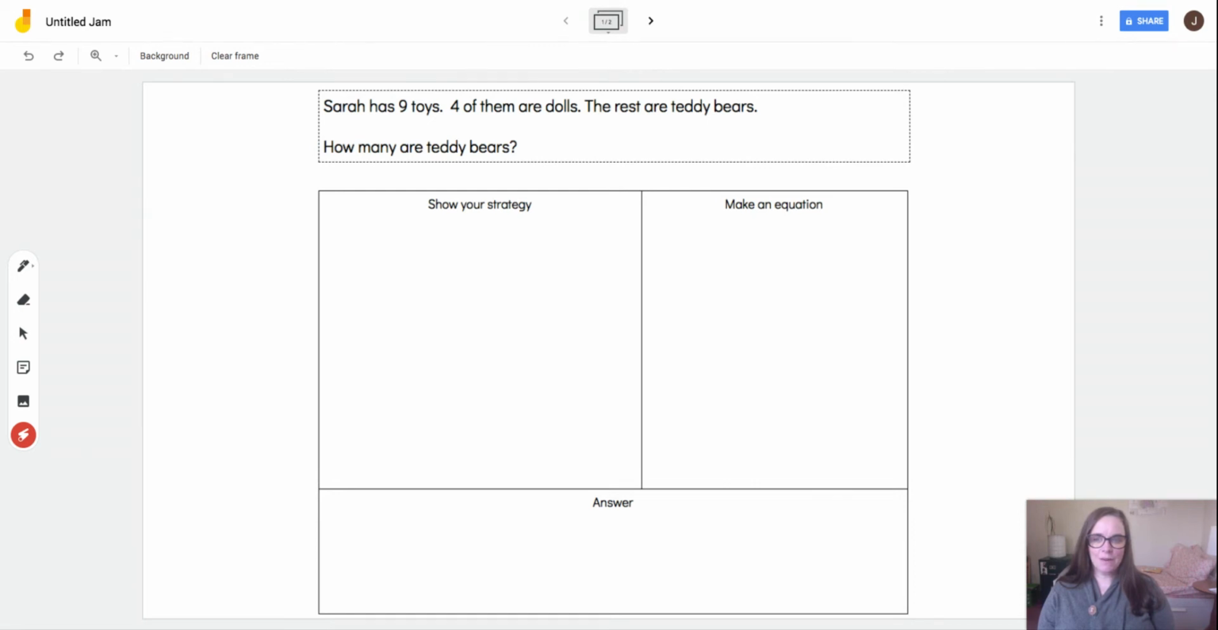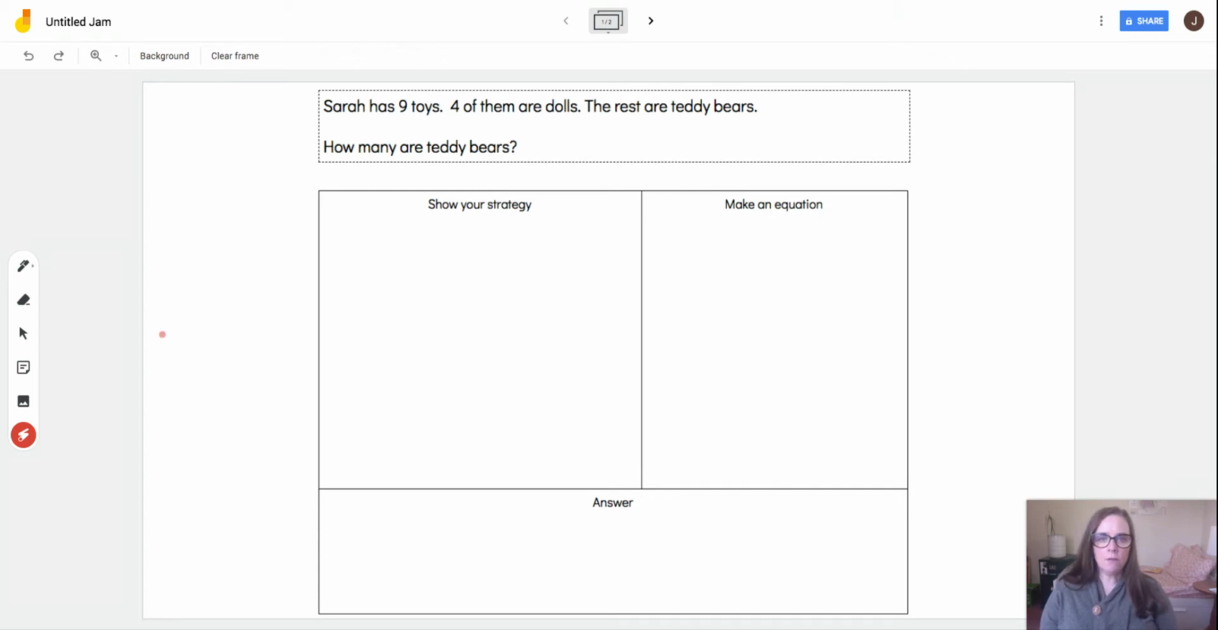Happy Friday, everybody. It is time to review the steps for solving math story problems. We did this last week, and it's the same thing. We're just going to go over the steps again, and then you're going to practice on your own.